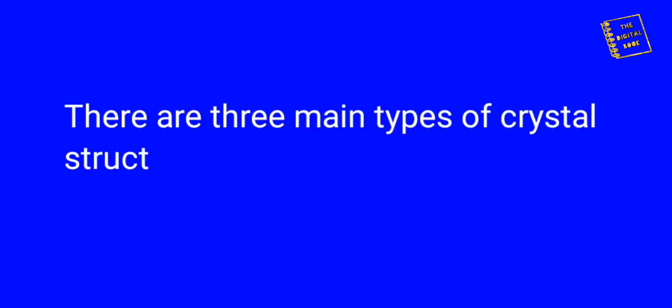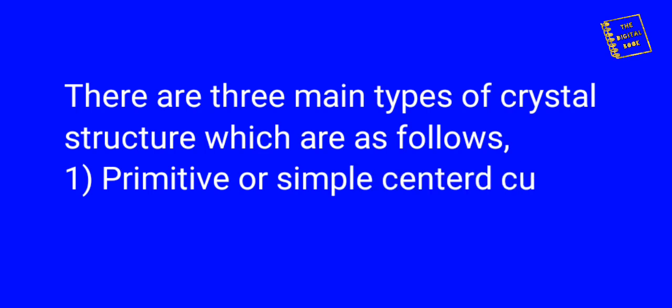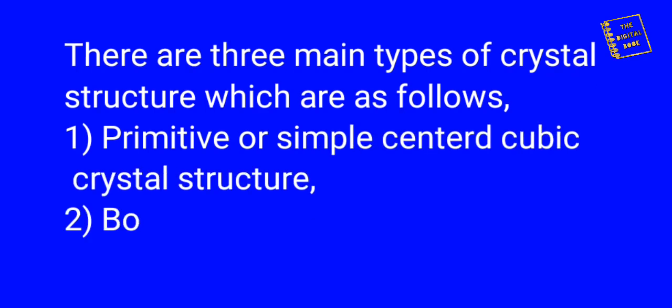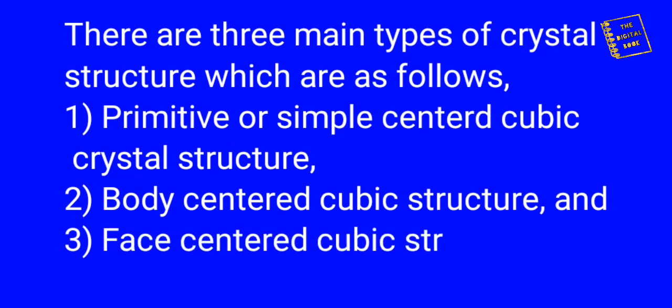There are three main types of crystal structure, which are as follows. First, primitive or simple cubic crystal structure, second, body-centered cubic structure, and third, face-centered cubic structure.